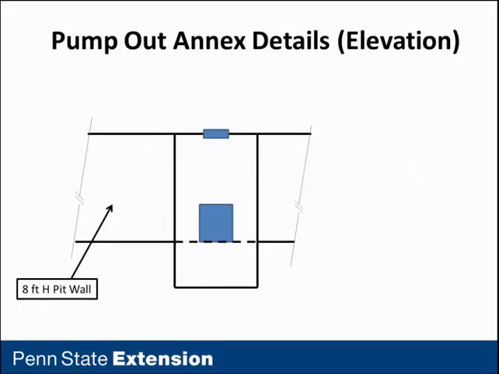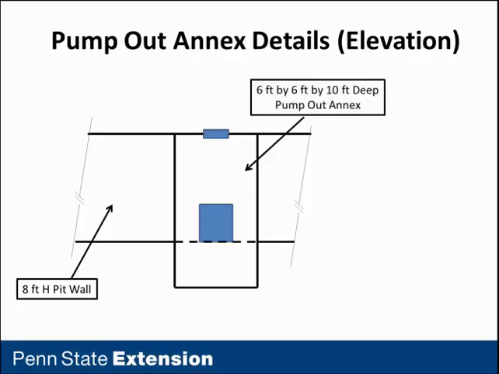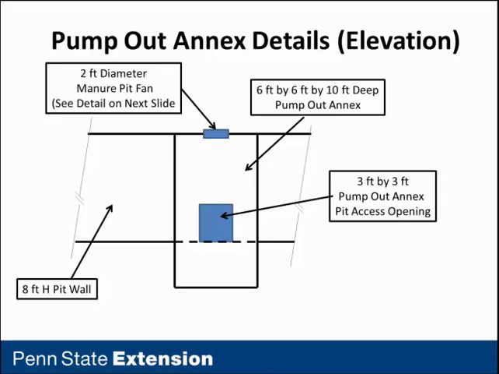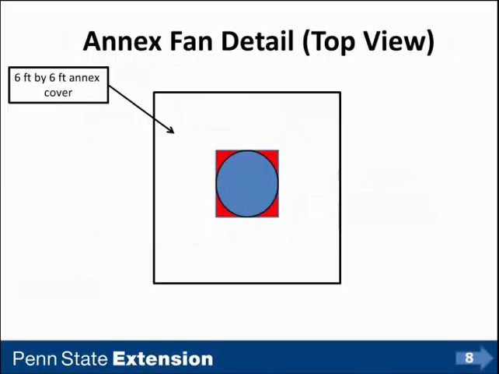This is a further detail of that annex. We show the 8-foot high pit wall. Then we show the 6 by 6 foot by 10 foot deep pump out annex. The blue square is a 3 foot by 3 foot pump out annex pit access opening. And the blue rectangular icon represents a 2 foot diameter manure pit fan. The next slide shows the location and details of that on top.